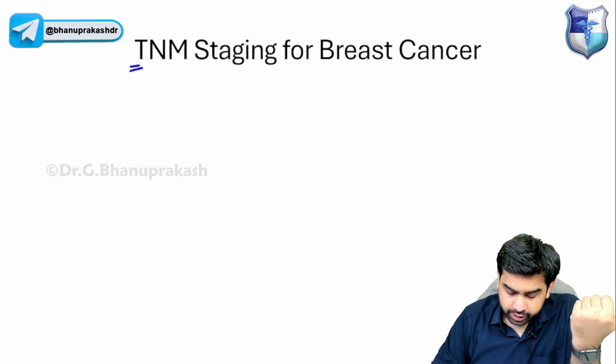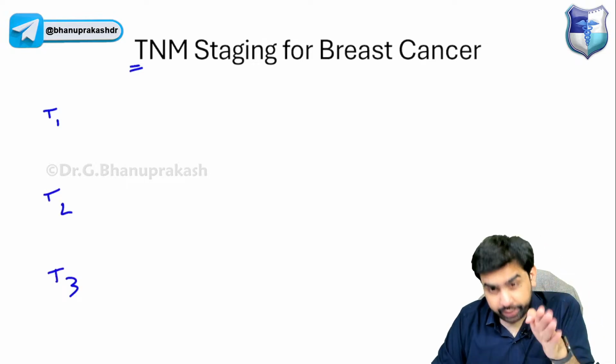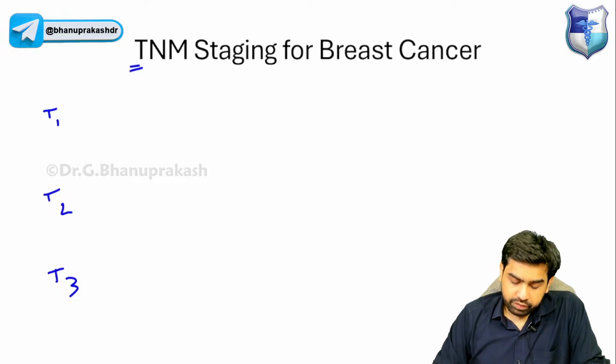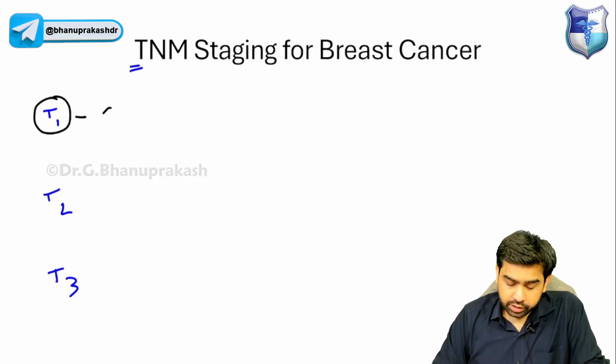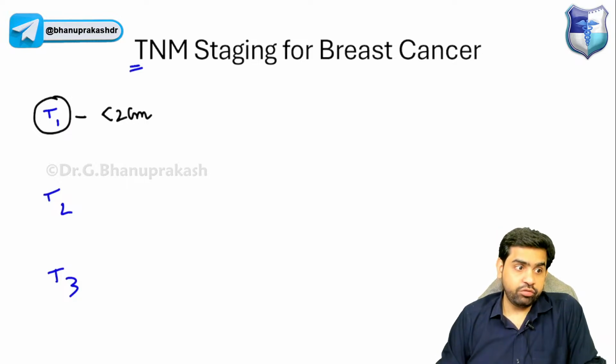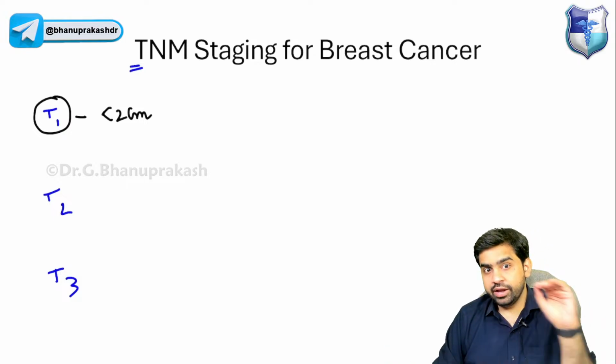The T stage consists of T1, T2, T3, and then T4A, T4B, T4C, and T4D. What is T1? T1 is when the tumor is less than 2 centimeters in size. And guys, this is one of the TNM stagings you absolutely must remember. There's no way around it. So T1 is a tumor size of less than 2 centimeters.